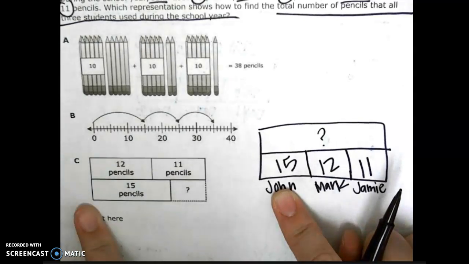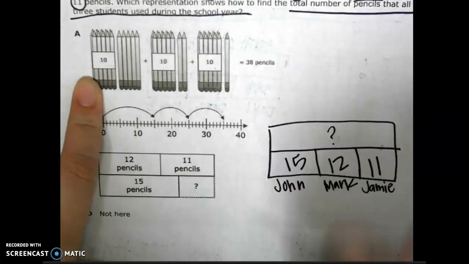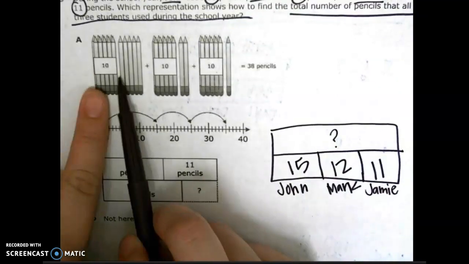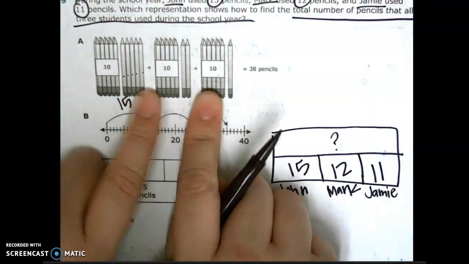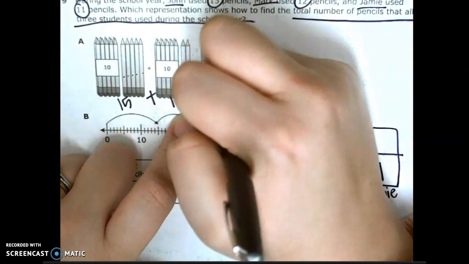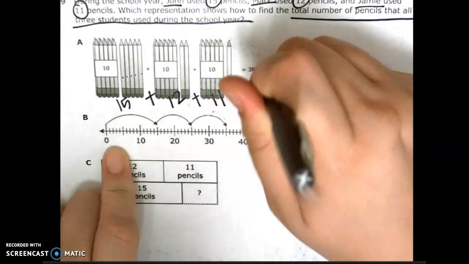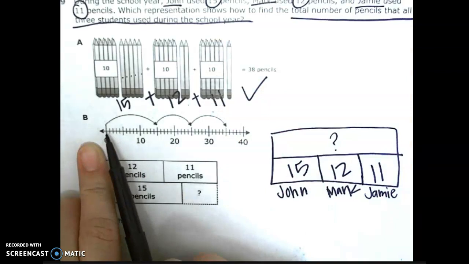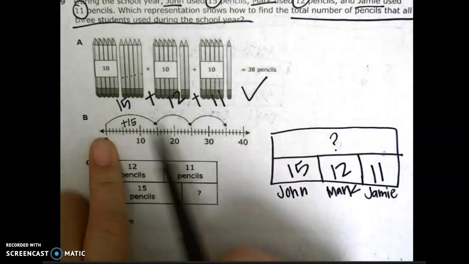So, let's look at this. This would be 10 pencils plus 1, 2, 3, 4, 5. That's 15. 10 pencils plus 2 is 12. 10 pencils plus 1 is 11. That works. 15 pencils. This goes to 10 to 15. That works. That's plus 15.